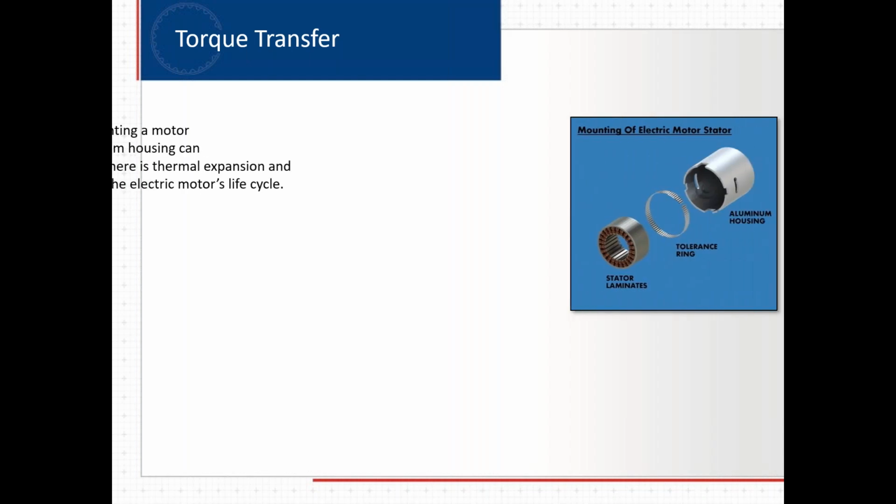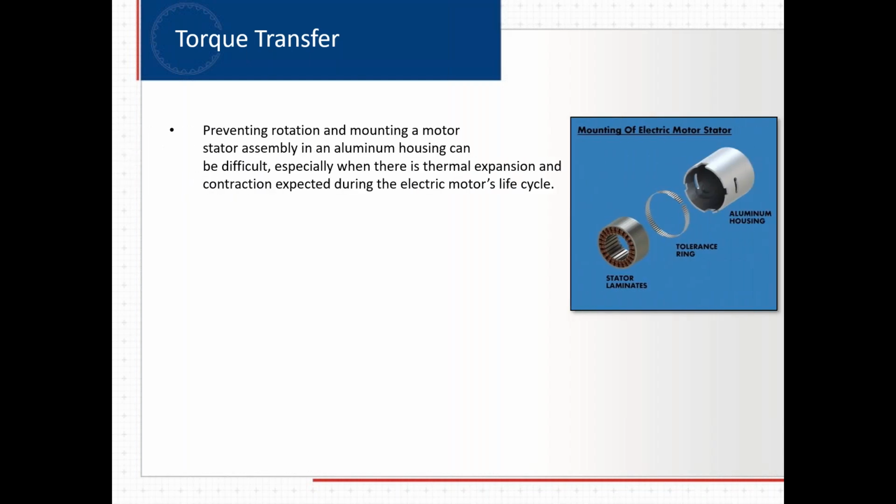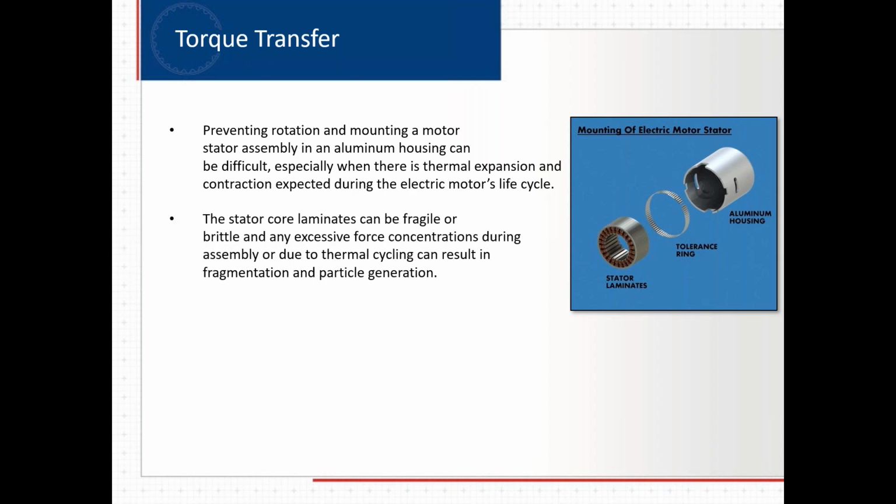So for an electric motor application, the tolerance ring will prevent the stator from rotating by providing a torque hold between the OD of the stator laminate stack and the inside of the housing. So when you have an aluminum housing that's expanding and contracting at a greater rate than the stator mounts, the tolerance ring will hold that retention force throughout the thermal range. Sometimes those stator laminates can be rather fragile or brittle. So by applying a tolerance ring with the smooth side against it, it can reduce particle generation.